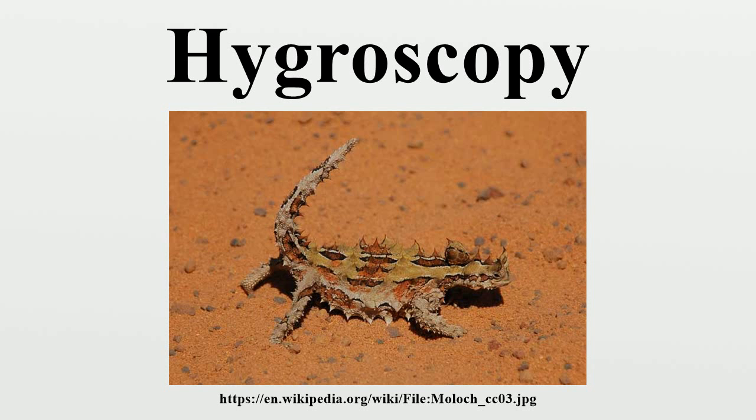Thorny dragons collect moisture in the dry desert via nighttime condensation of dew that forms on their skin and is channeled to their mouths in hygroscopic grooves between the spines of their skin. Water also collects in these grooves when it rains. Capillary action allows the lizard to suck in water from all over its body.